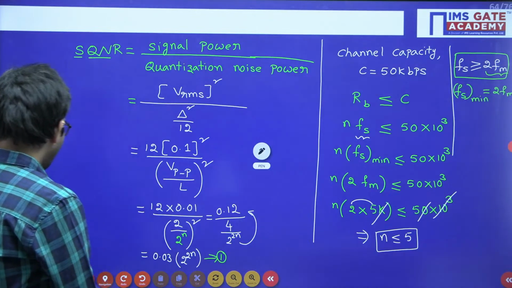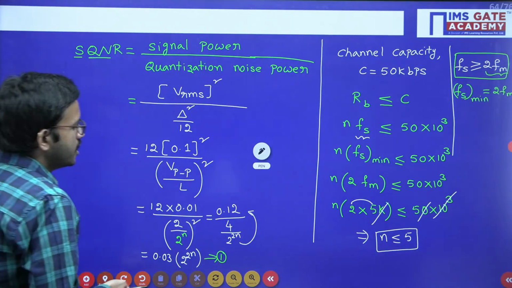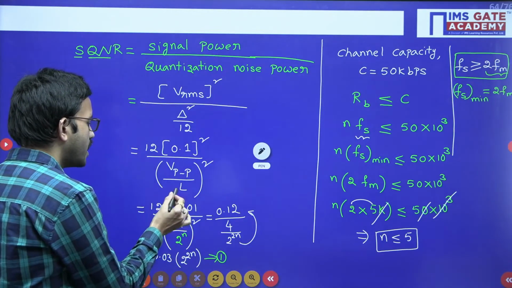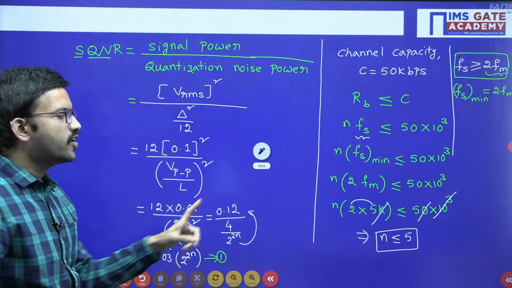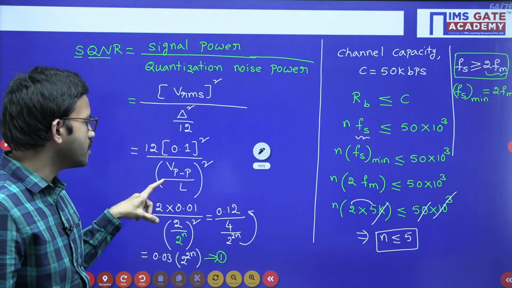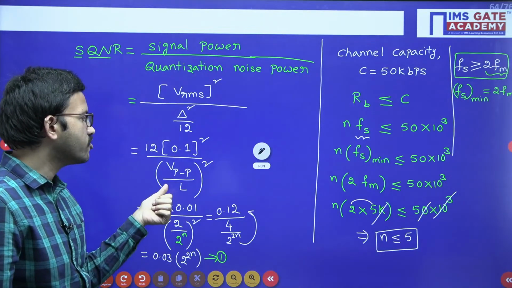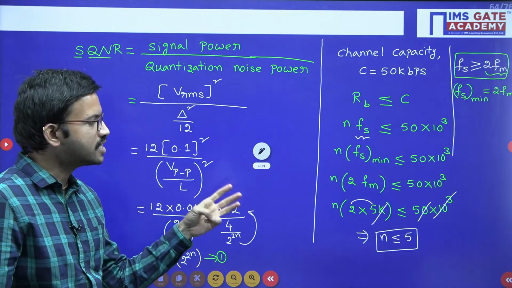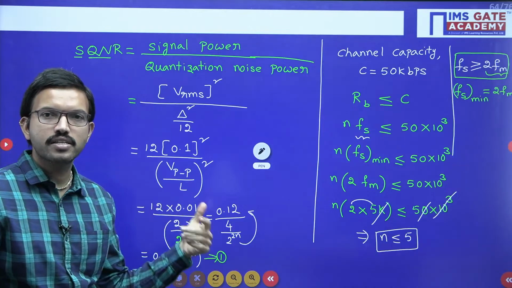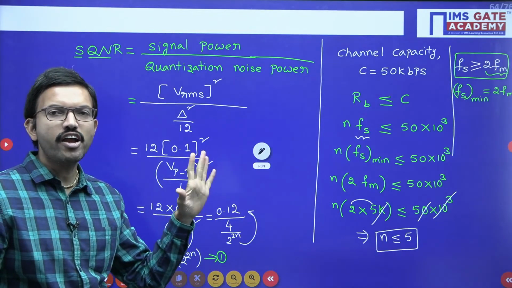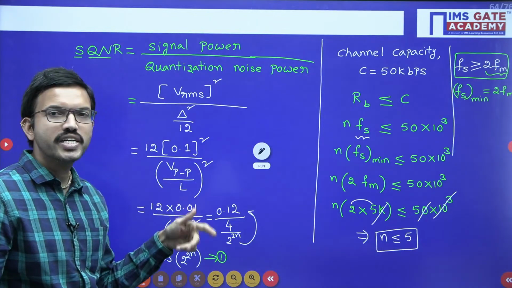Here, the relation between the number of bits and the number of levels is L equals 2 power n. If you consider only 1 bit, you get only 2 quantization levels. If you consider 2 bits, the number of quantization levels is 4. For 3 bits, it is 8. Similarly, for 4 bits, it is 16. For 5 bits, you are going to get 32.